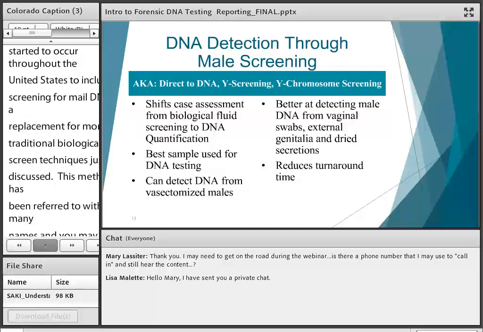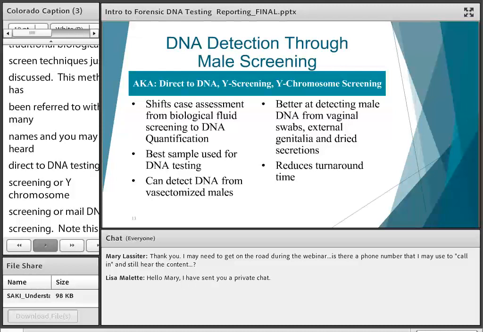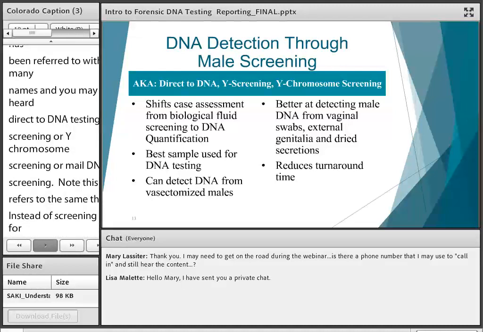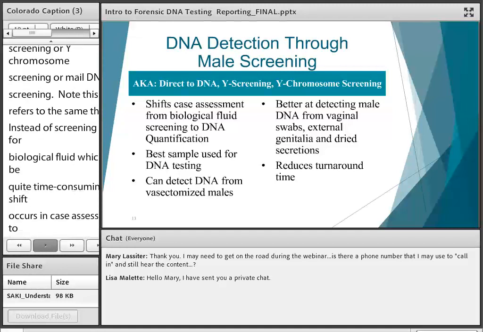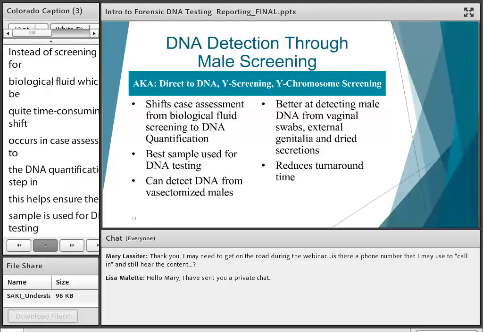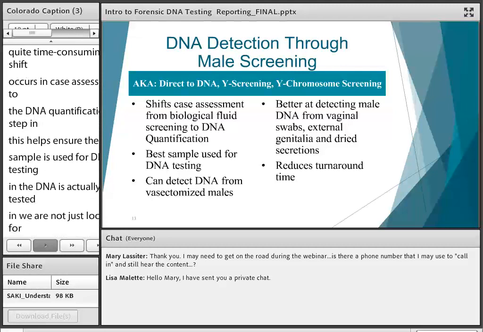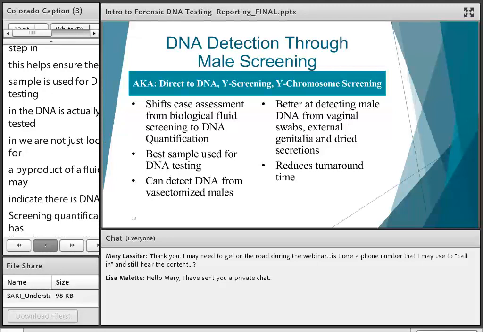So instead of individually screening cases for biological fluids, which can be quite time-consuming, a shift occurs in case assessment to the DNA quantification step. This helps ensure that the best sample is used for DNA testing and that the DNA is actually tested. So we're not just looking for a possible byproduct of a fluid that may indicate that there's DNA there. Screening at quantification has been shown to be reasonably better at detecting male DNA, and it can reduce the turnaround time for kit testing.